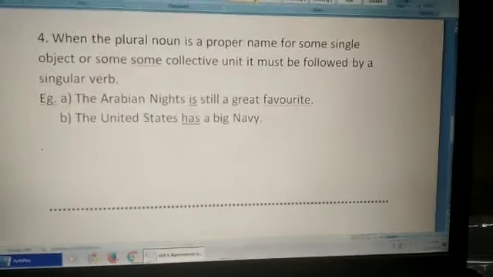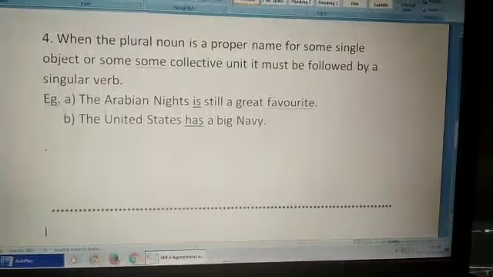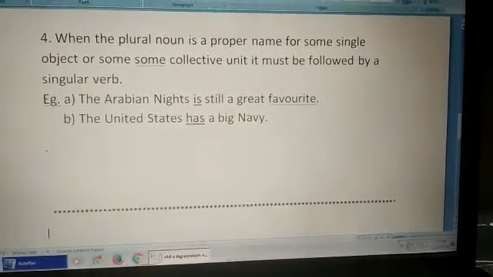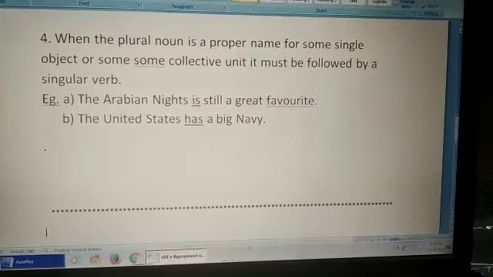So children, with this we come to the end of the rules. I hope this chapter is clear to you all. Please go through the rules once again given on page number 84.